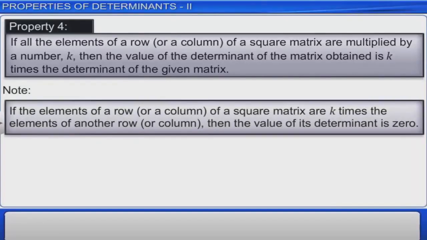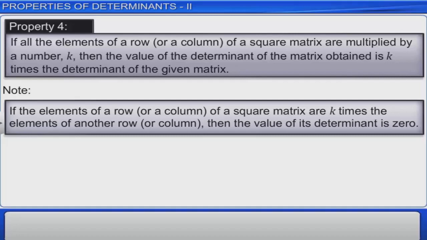Two results can be deduced from this property. The first is that if the elements of a row or a column of a square matrix are k times the elements of another row or column, that is, if two rows or columns of a determinant are proportional, then the value of its determinant is 0. Let's verify this result with an example.